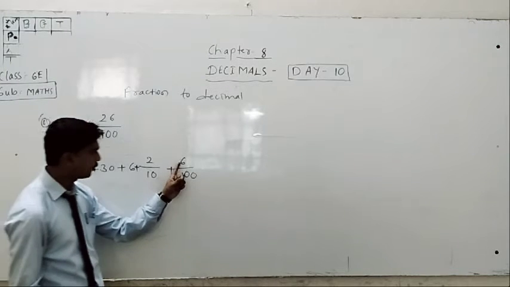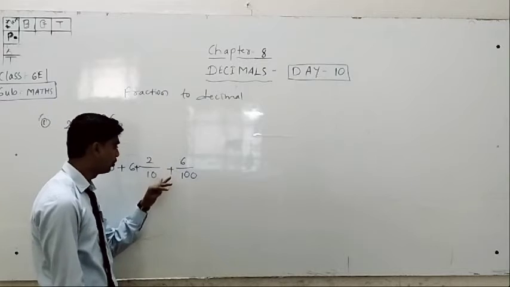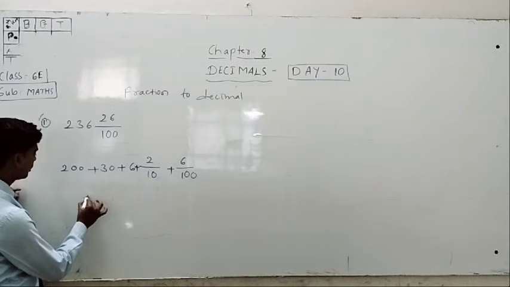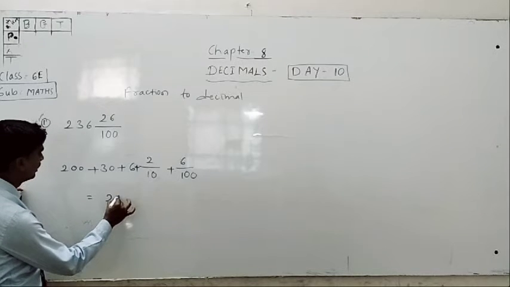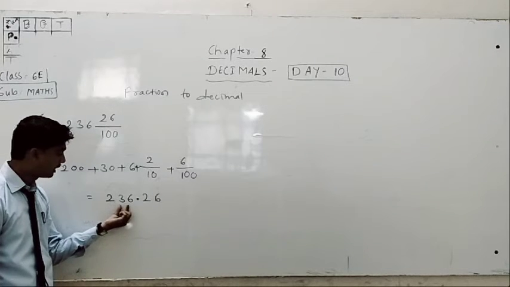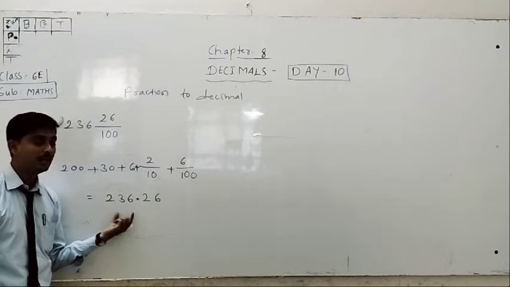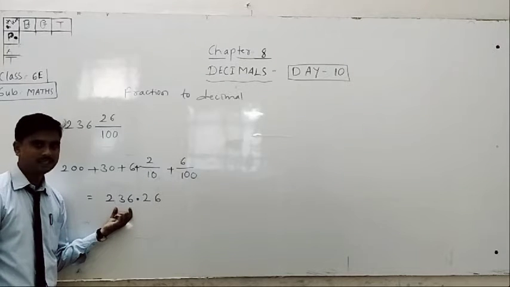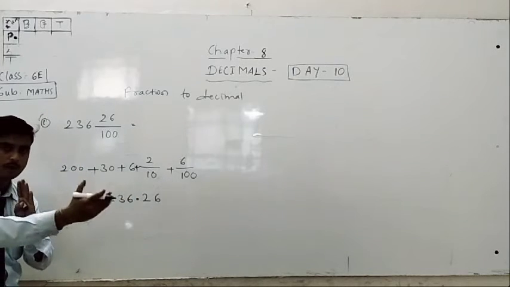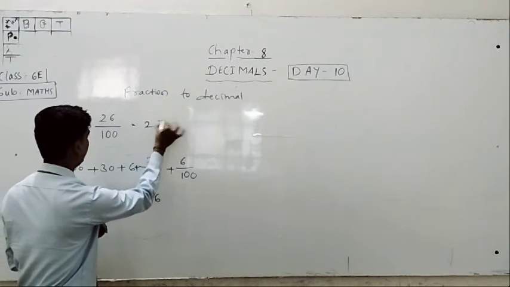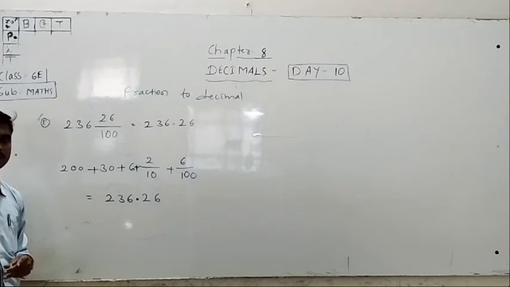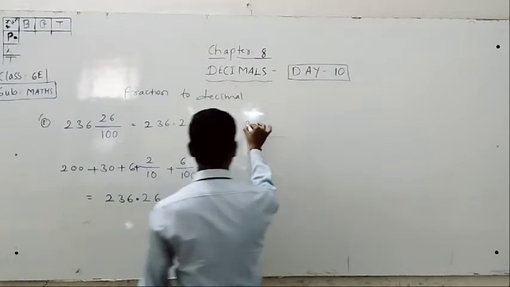You remember. So 6 is in the 100th place, 2 is in the 10th place, 6 is the unit place. The whole numbers you should write this type. 236.26. This is the decimal form. We should write the decimal form like this. Or whatever whole numbers are given, you should write before the point. It is 236.26. Understand? Any doubt? Okay.